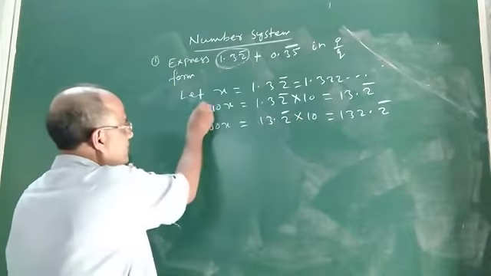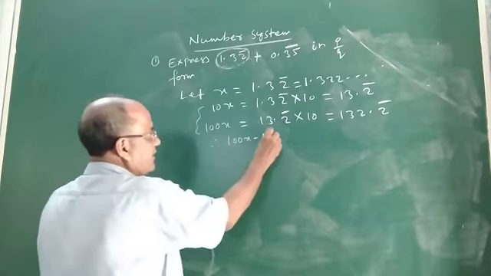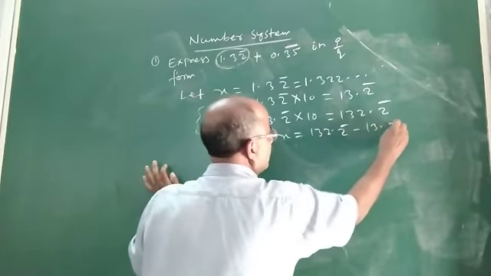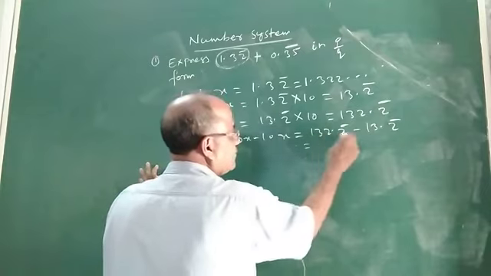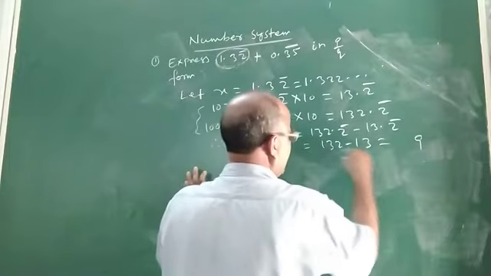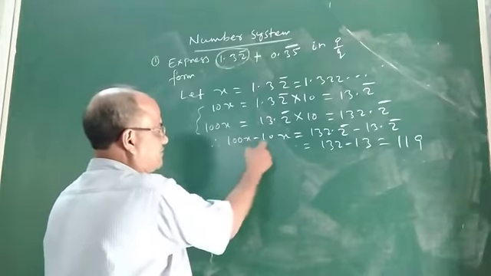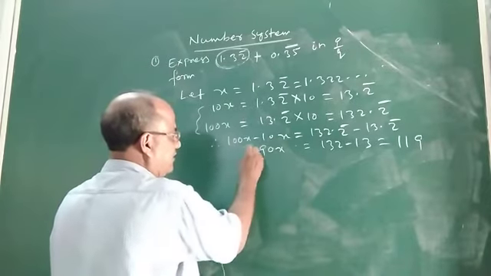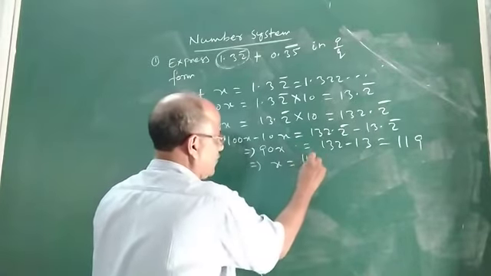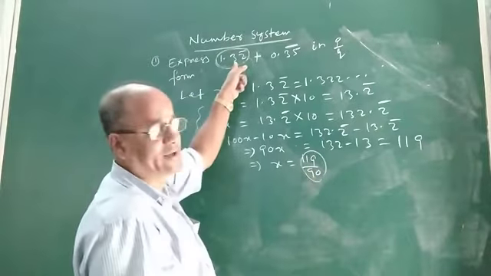Now what is the next step? The next step is we have to subtract 10x from 100x. So 100x minus 10x will be 132.2 bar minus 13.2 bar. Now the 2 bar cancels. It is 132 minus 13, which will be equal to how much? 119. So 100x minus 10x is 90x. So 90x is 119. So what will be x? x will be 119 by 90. So this will be the value of this mixed recurring decimal.